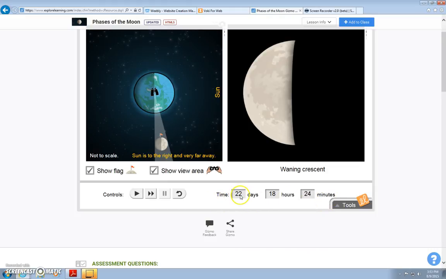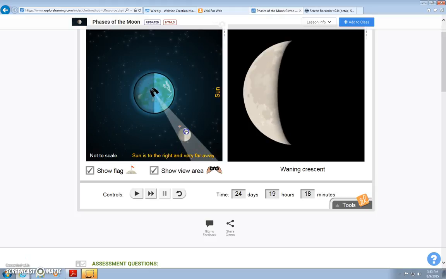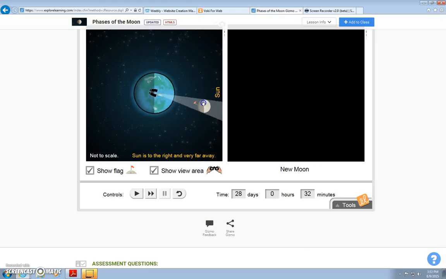For example, 22 days and 18 hours, you're going to be towards the end of the moon phase. That is, it's getting smaller. And when you get to a new moon, it starts the cycle over. As you can see, it's 29 days. And then it goes back to 0 days.